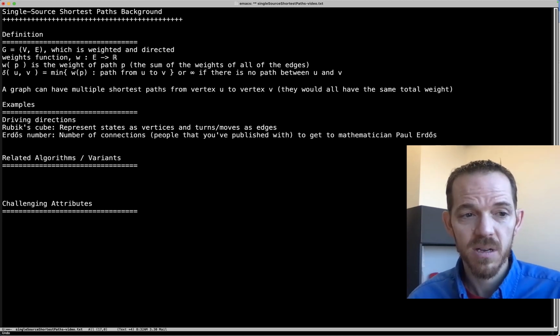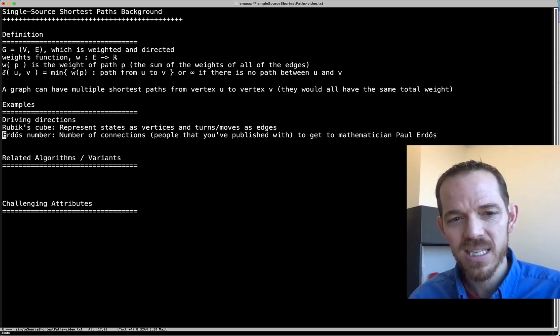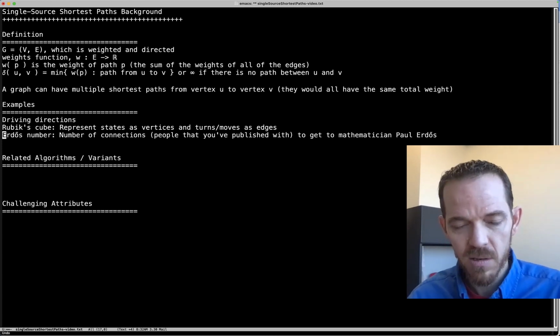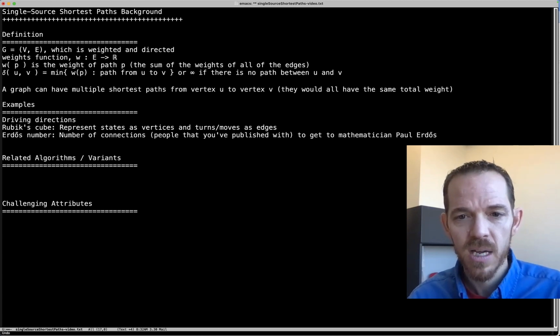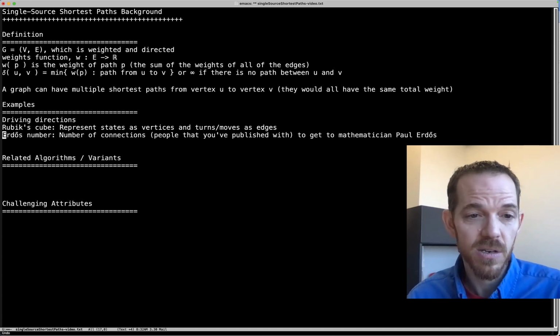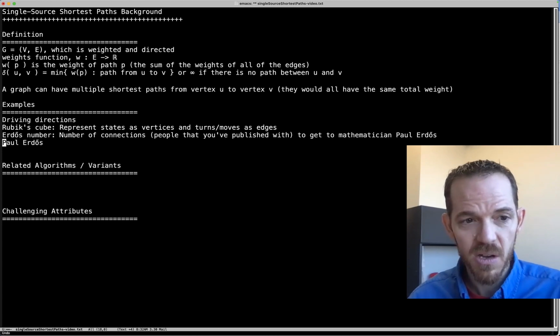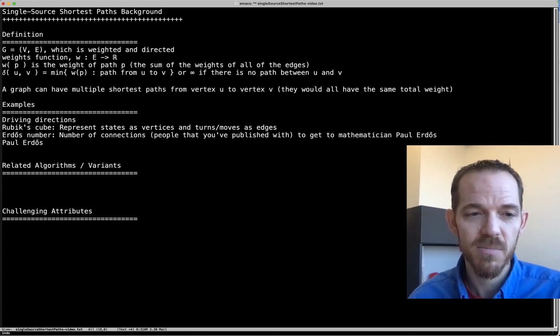Another application could be Erdos number. This is kind of interesting. It's the number of connections, that's the people that you've published with, also referred to as collaboration number, to get to the mathematician Paul Erdos. You might be interested to know that for me, my Erdos number is 4.